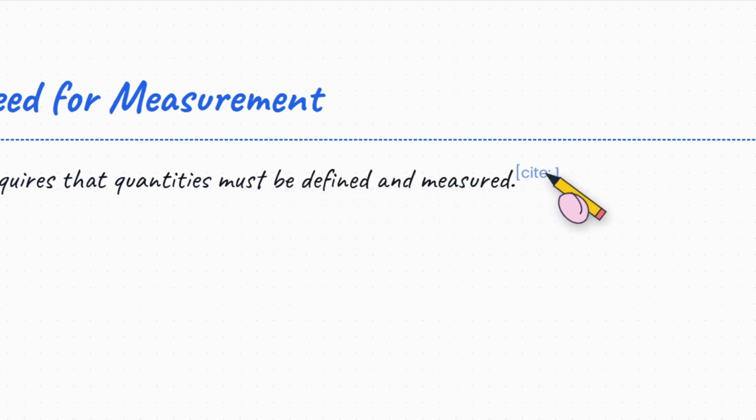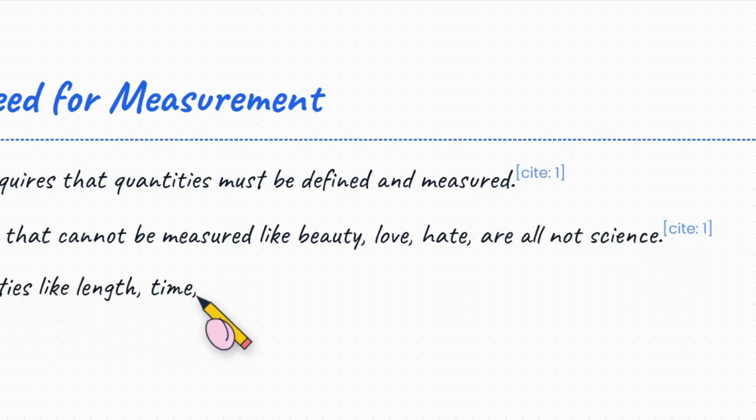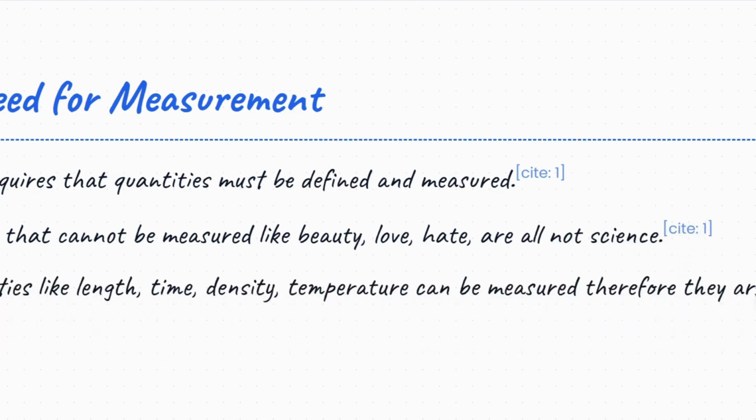Science requires that quantities must be defined and measured. Things that cannot be measured, like emotions, are not science. Quantities that can be measured are called physical quantities.